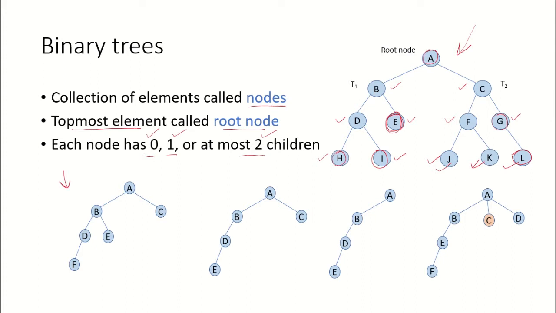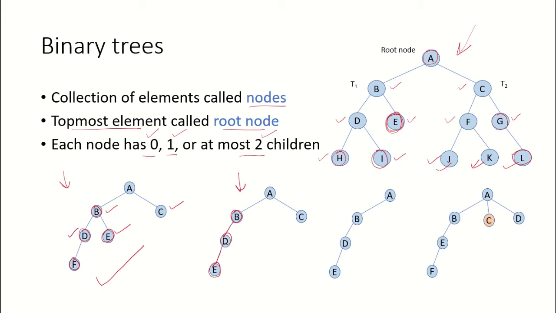What about this tree? Node A has 2 children, B and C. C has 0 children. Node B has 2 children again, out of which E has 0 children and D has 1 child. So this is also a binary tree. What about this one? A has 2 children, B and C. C has 0 children. B again has 1 child, D. D has 1 child, E. E has no children.